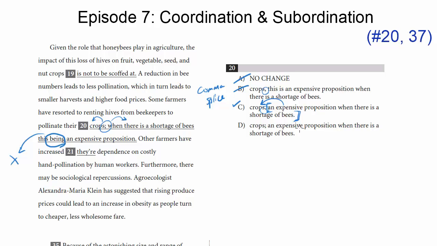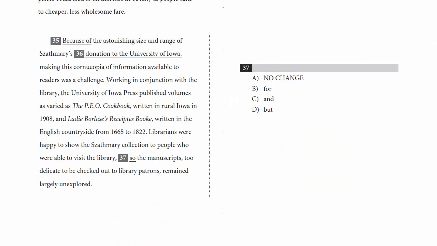So C looks good. With D, we use a semicolon, so again, we'd have to ask, is this part a complete sentence? And unfortunately, no. An expensive proposition when there is a shortage of bees is not a complete sentence, so we can't use a semicolon here either. So D is gone. Best choice is C. Let's look at 37.